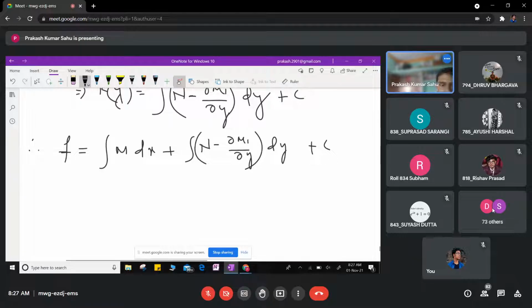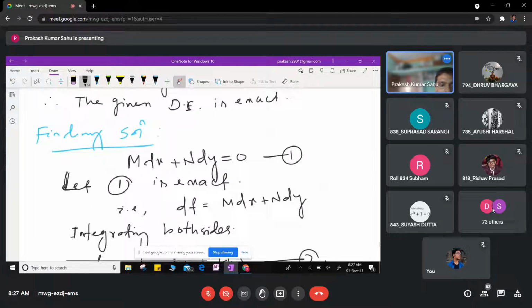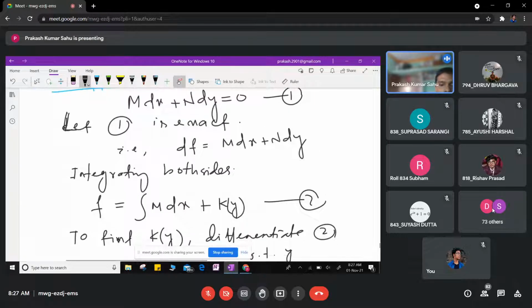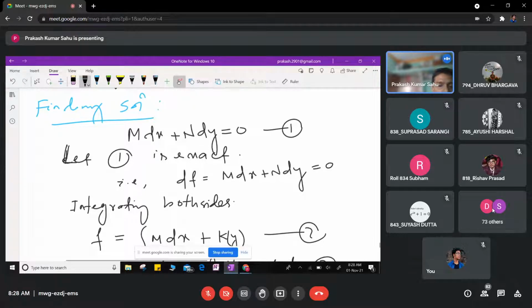And here you see from equation 1, m dx plus n dy is equal to 0. That is, your df is equal to m dx plus n dy is equal to 0. So if you integrate both sides, then what do you get?